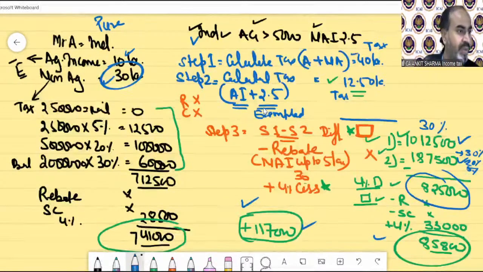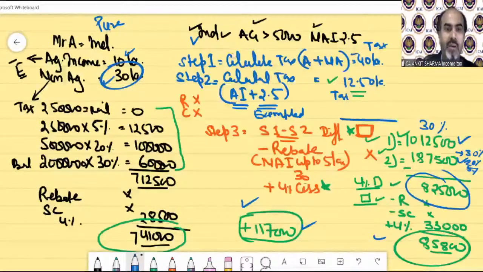Do not confuse yourself. If a person is in a farming business plus in employment, then he has composite income. I'll tell you the meaning of composite income. Basically, to apply the integration tax calculation, 3 conditions need to be fulfilled. If you are an individual, HUF, AOP, BOI, or AJP, if your agriculture income is more than 5,000, and if your non-agriculture income exceeds 2.5 lakh, then only you have to apply these provisions. Why are these not applicable to a partnership firm and company? You understand why? Because only individual, HUF, AOP, BOI, AJP have a slab rate of tax.